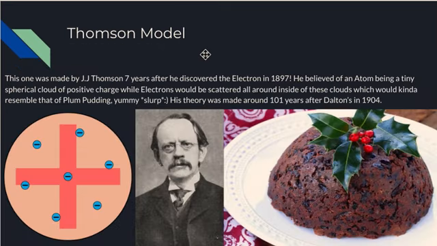The Thomson Model. This one was made by J.J. Thomson 7 years after he discovered the electron in 1897. He believed of an atom being a tiny spherical cloud of positive charge, while electrons would be scattered all around inside of these clouds, which would kind of resemble that of plum pudding.